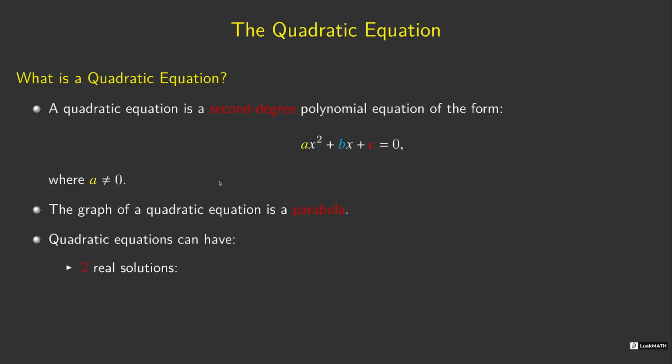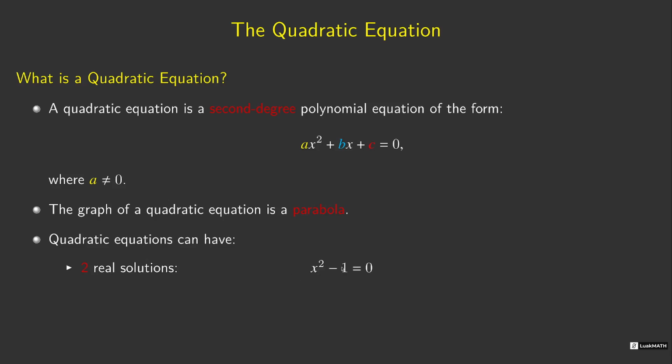So how many solutions can we obtain when we solve a quadratic equation like this one? There are 3 possibilities, and the first one is 2 real solutions. When I say 2 real solutions, I mean you get 2 solutions that are real numbers. In mathematics, we classify numbers into different bins. For example, we have the real numbers, complex numbers, rational numbers, and integers.